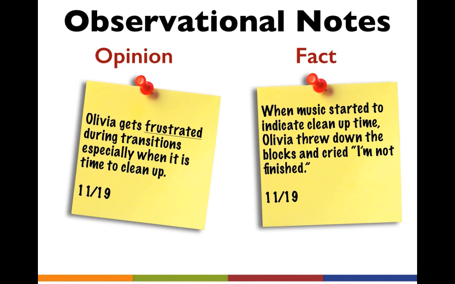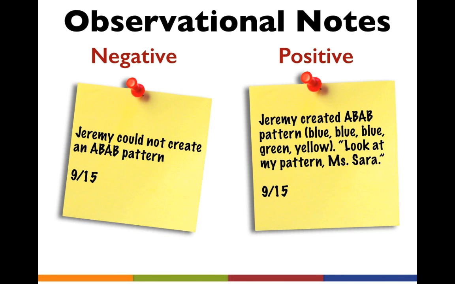Here's an example of using a fact versus opinion note. Saying that Olivia was frustrated does not really tell us what the teacher saw and heard. Notice, when a note is based on fact instead of opinion, we gain insight into what Olivia became frustrated about. And finally, we want notes that focus on what children can do. We can see that the pattern Jeremy created is certainly not an ABAB pattern, but by focusing on what Jeremy can do, we note that he created his version of a pattern, and this really helps us understand where he is developmentally.